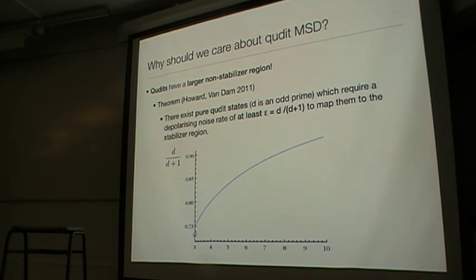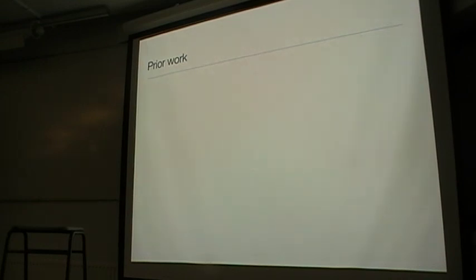This is very recent work by Howard and Wim van Dam, and they've shown that the non-stabilizer region for qudits is much, much bigger than the non-stabilizer region for qubits. So the non-stabilizer region for qubits was this little sliver between the surface of this octahedron and the surface of the sphere. If you consider qudits, however, you can always find pure states which are very, very far away from the stabilizer region. And they can tolerate depolarizing noise of d over d plus 1, which is a very high number, in order to map them down to the stabilizer region. So the non-stabilizer region is much bigger, and this gives us some grounds to think that there could be some more inherent robustness here against error.